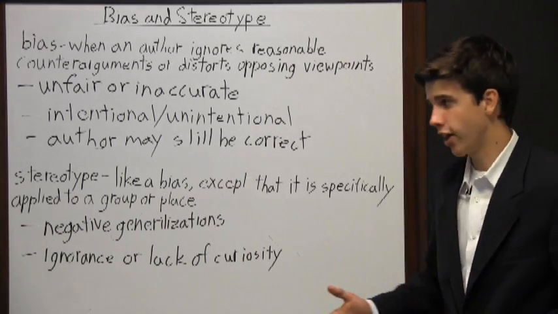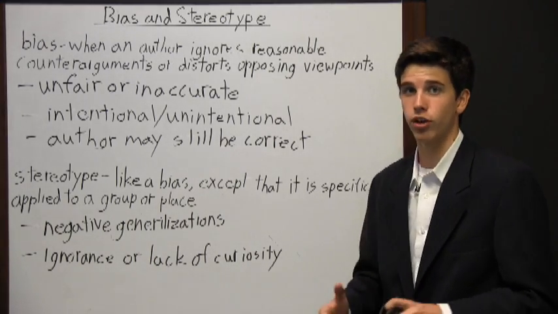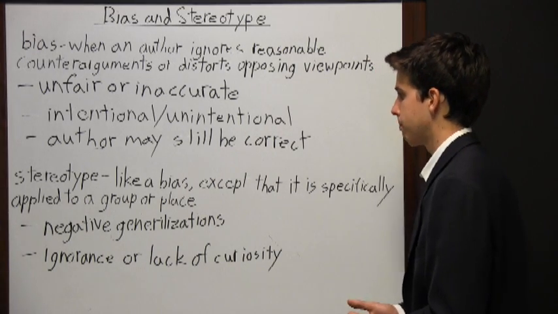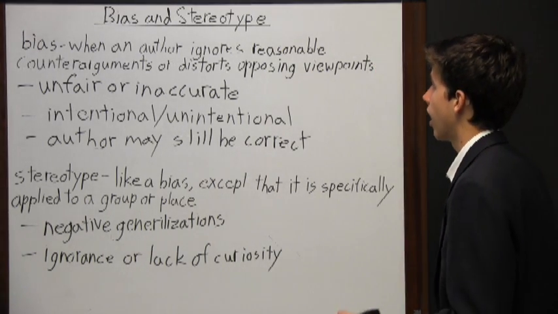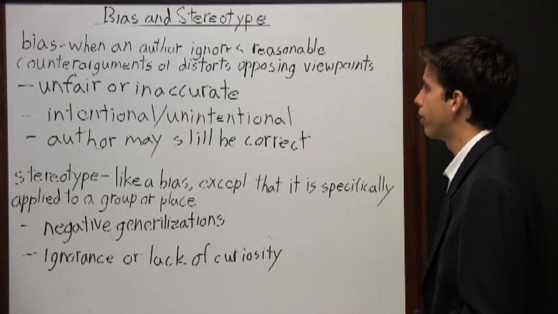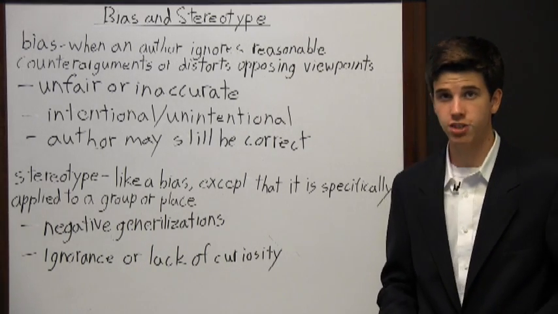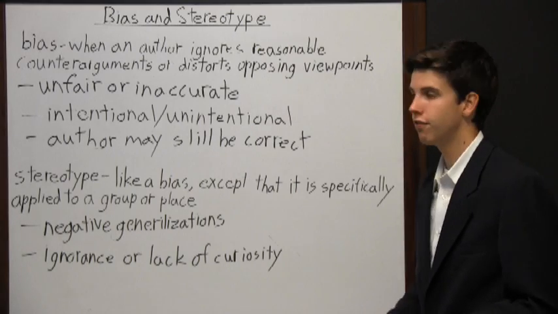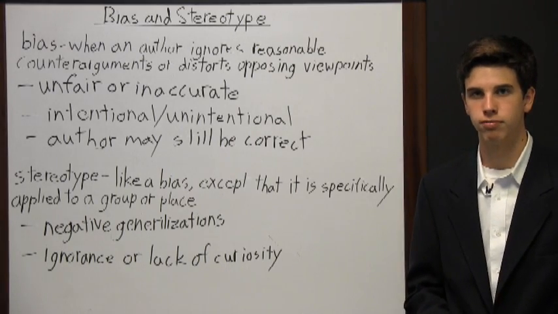And you want a writer to have curiosity so that they are exploring all sides of an argument. And then again, a bias is when an author ignores reasonable counter-arguments or distorts opposing viewpoints. And because of that, the author ends up being unfair or inaccurate.